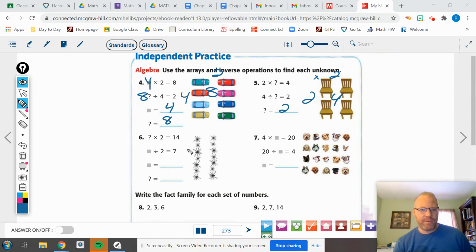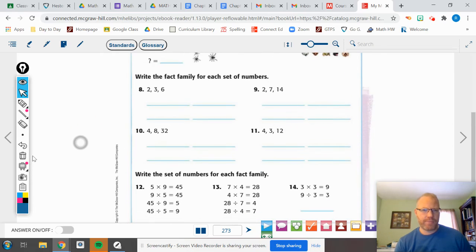Next, we have 7 rows of 2 equals 14. So we have 14 is our unknown here, and our unknown here is 7 times 2. Next, we have 4 times something equals 20. 4 rows of 5 equals 20. So 4 times 5 equals 20. And 20 divided by 5 equals 4. Pause it if you need the notes.